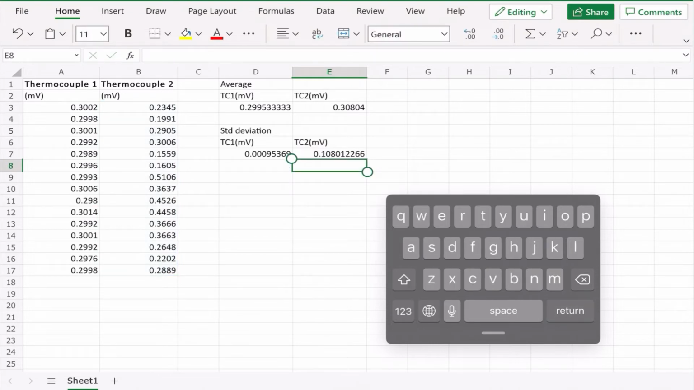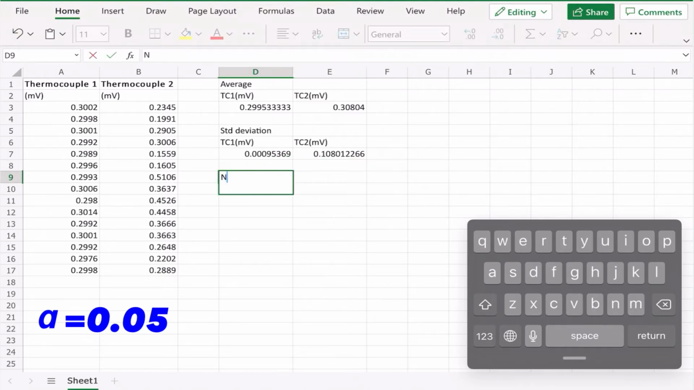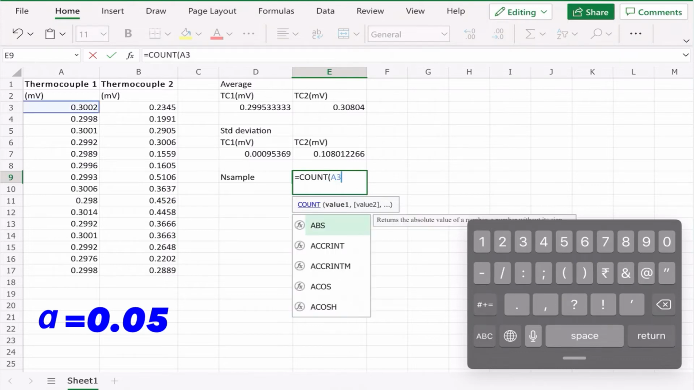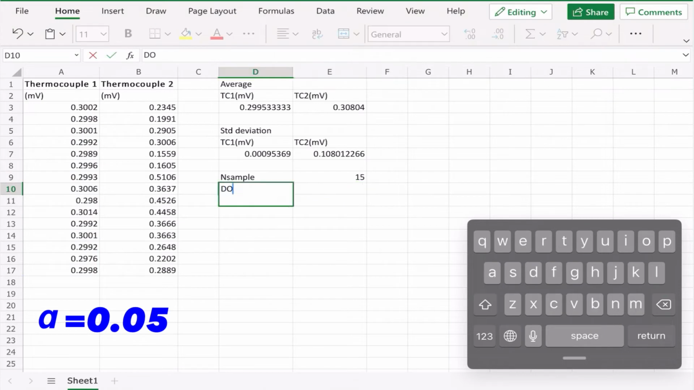Here the provided level of significance of the confidence level is alpha equal to 0.05. Now use the COUNT function to calculate n sample, that is equal to COUNT A3 to A17. So the degree of freedom will be equal to n sample minus 1. So 15 minus 1 is equal to 14.